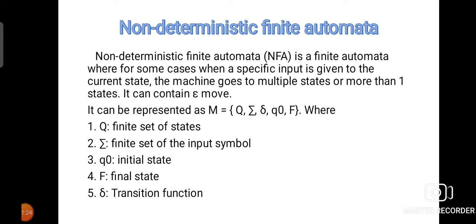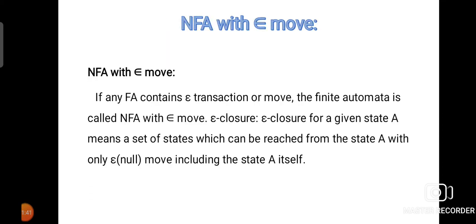And NFA can be defined with the help of 5 tuples in the standard definition. Capital letter Q is the finite set of states. Sigma is the finite set of input symbols. Q0 is the starting state. Capital letter F is the set of final states. Delta is used to represent the state transition function.